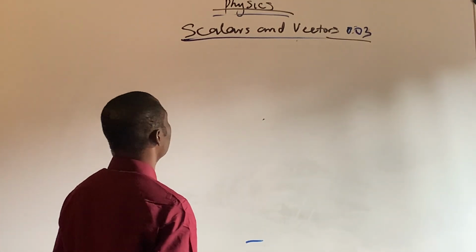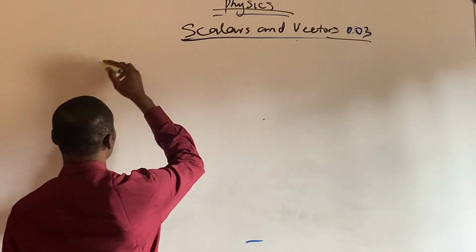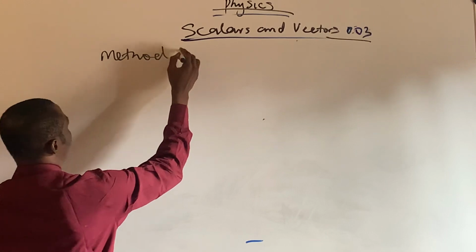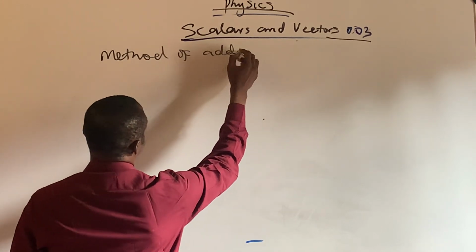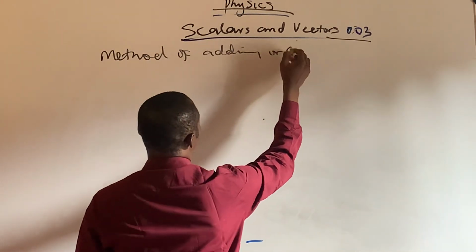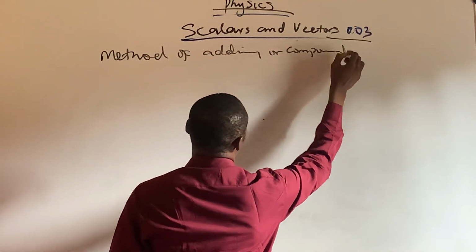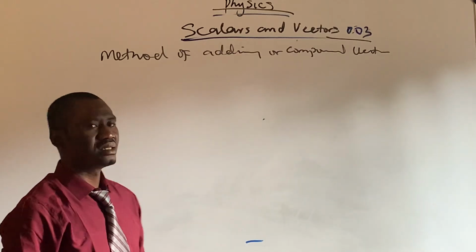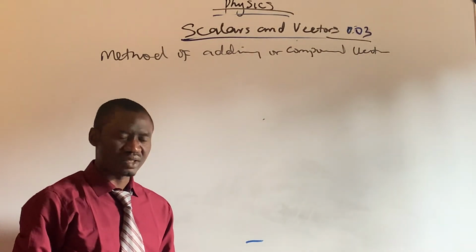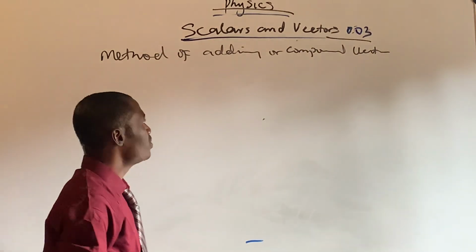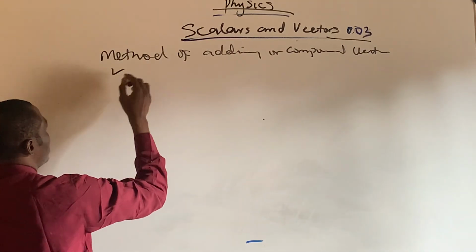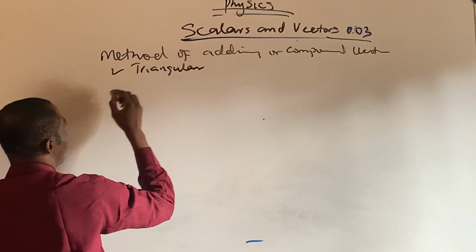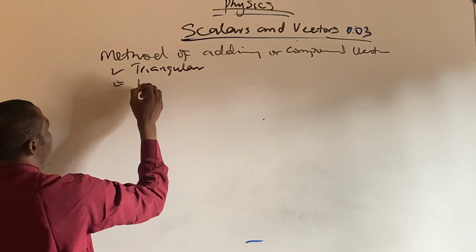We want to look at the method of adding or compounding vectors. What do we mean by that? There are two methods we use, which is the triangular method, and then we have the parallelogram method.